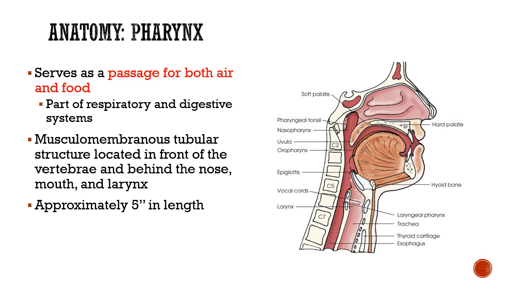The pharynx serves as a passageway for both air and food and is part of two systems, both the respiratory and the digestive. It's a musculomembranous tubular structure located in front of the vertebra and behind the nose, the mouth, and the larynx, and it's approximately 5 inches in length.